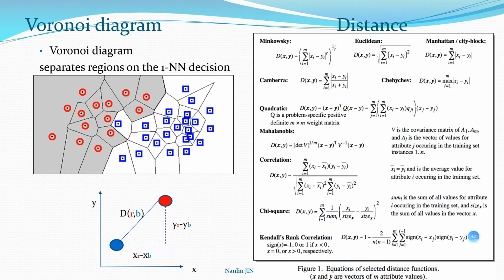On your right hand, you will see different ways to calculate distance. I know some of you already learned Euclid distance, Manhattan or city block distance. There are actually more than that. Or some of you in the last semester have already learned correlation and chi-square.